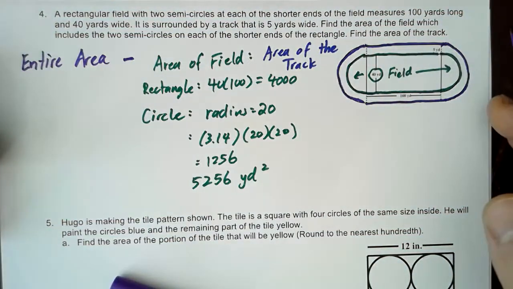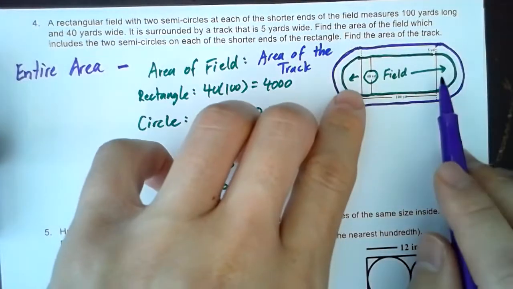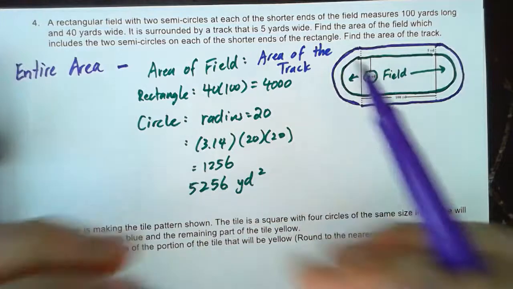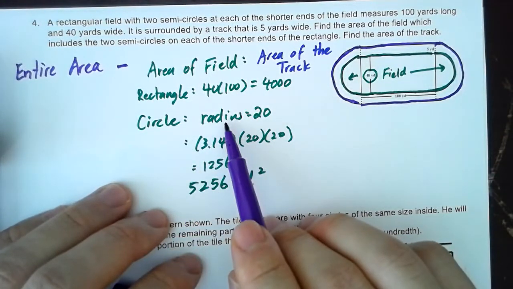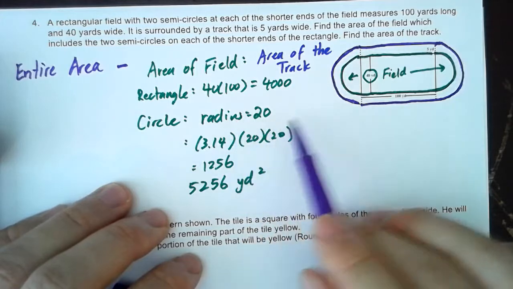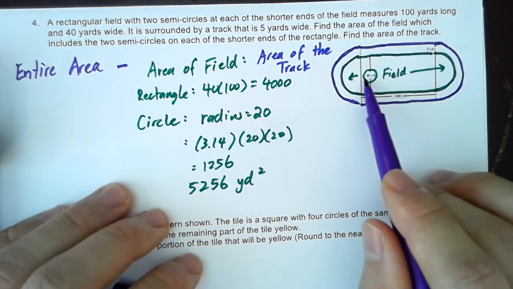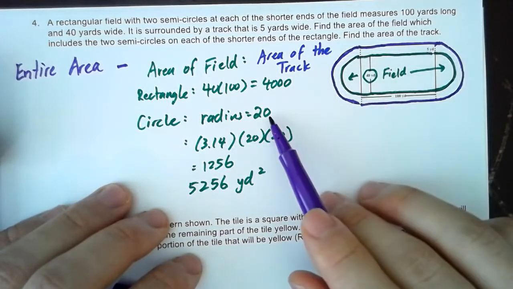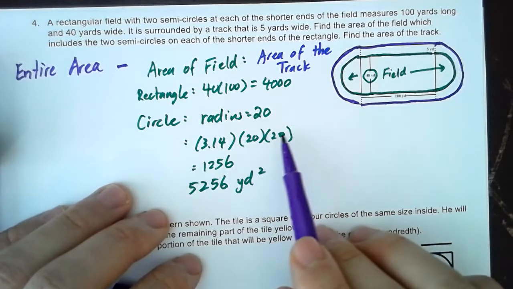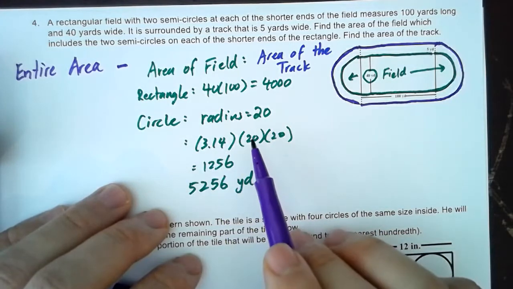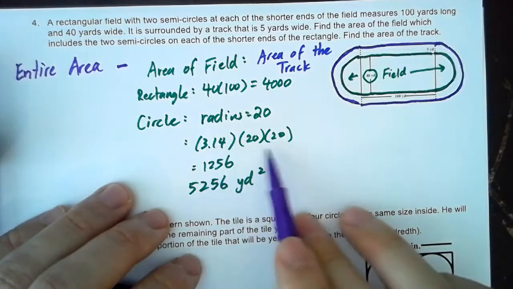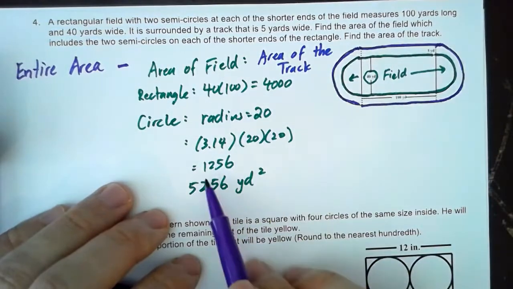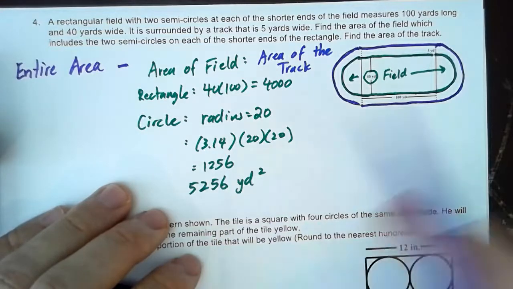We then know that we have a circle. So it's really just two semicircles. So that's a complete full circle. And the only thing we need to know about the circle is the radius. Since the radius is 20, because it's 40 divided by 2, we then took 20 and did pi times 20 times 20, and we got 3.14 times pretty much 400 to get 1256.